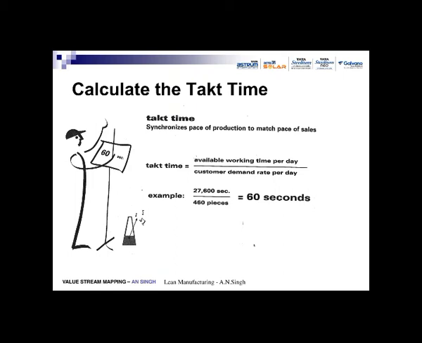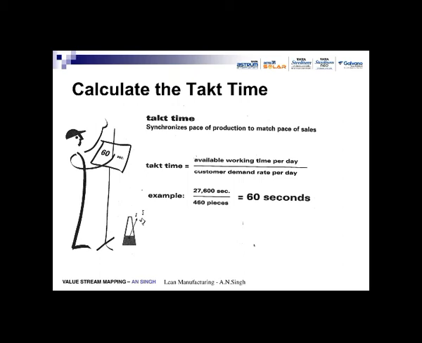This is a unique and the most powerful parameter, the takt time, that has to be calculated. This is only used in lean measurements, not in any other production methodology. Takt is basically a German word. So takt time is the available working time per day divided by the customer demand rate per day. In fact, the whole thing is now converted to the time dimension.